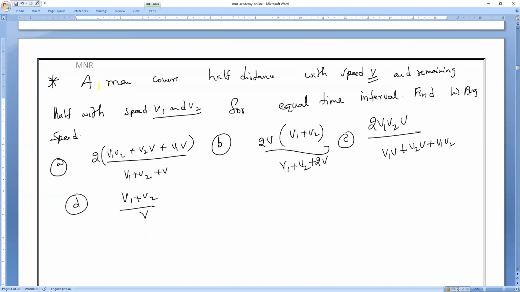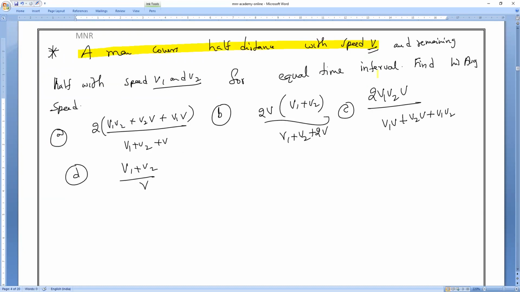They are saying that some x distance is there. In that, a man covers half distance with what speed? Let me take some x distance. Half distance he traveled with what speed? The speed of the body is v. Yes or no? Please respond, guys.